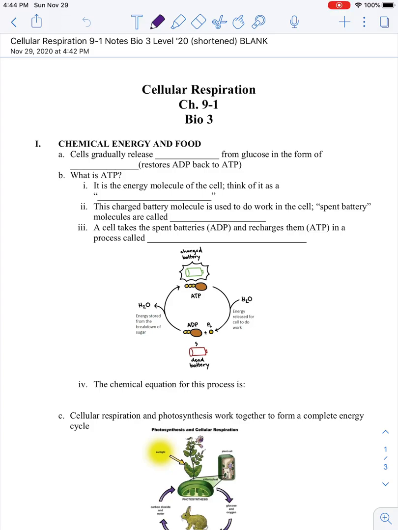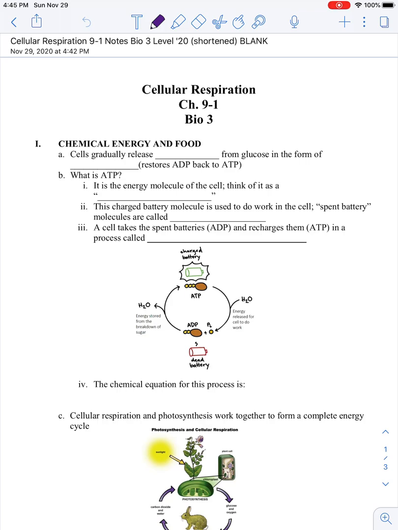These notes are from Chapter 9, Section 1, covering cellular respiration. Just to give you a little background, these notes are going to be fairly brief about the details of cellular respiration. I'm not going to go into a lot of the heavy details because the book continues with most of those details in Chapter 9, Section 2.